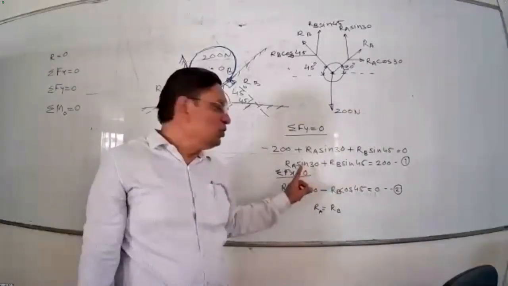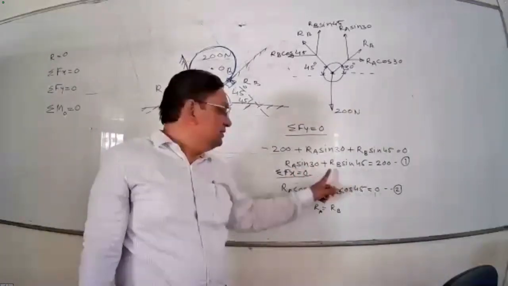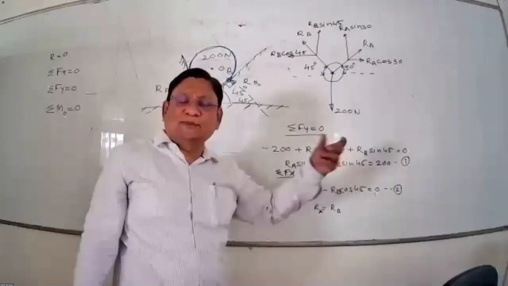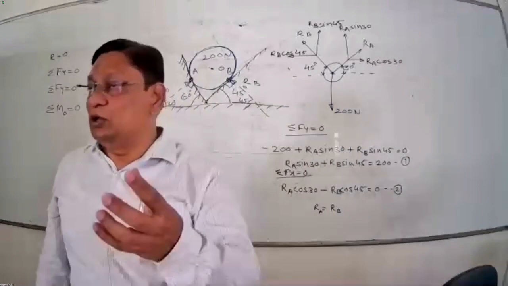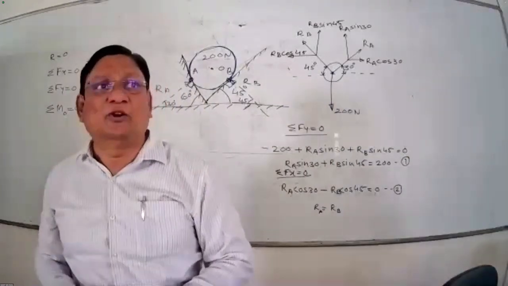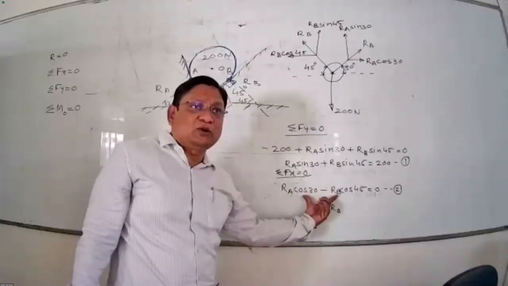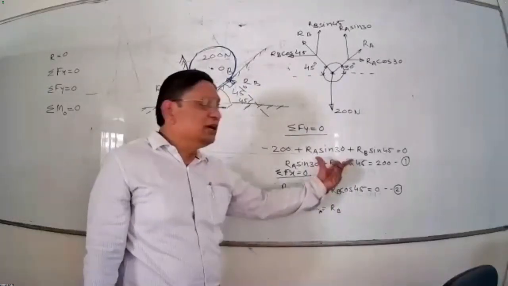Two unknowns are there. This is x and this is y. Here you have to put sin 30, 0.5, sin 45. You can directly substitute sin 45. In the equation mode, you have to go. Just refer to the manual of the calculator there. So this way, two unknowns, simultaneous equations you are getting in terms of RA and RB. After solving, you will get both the values of RA and RB.